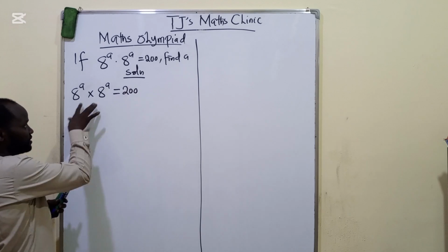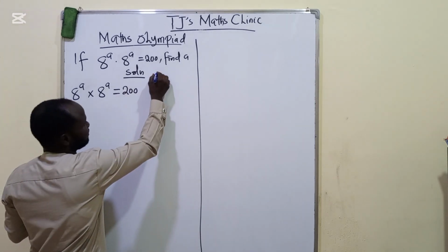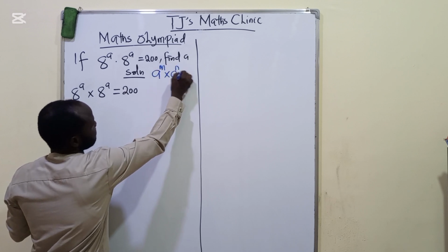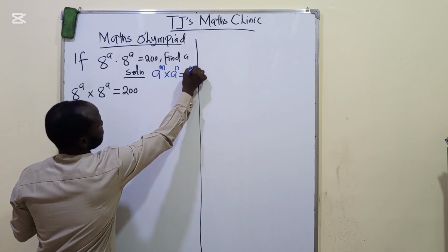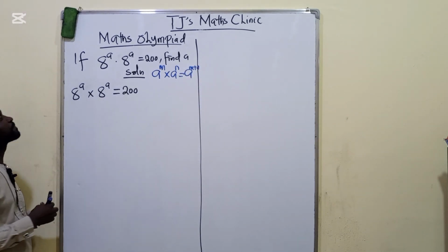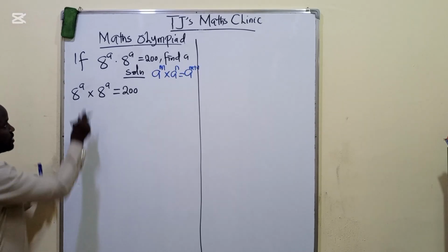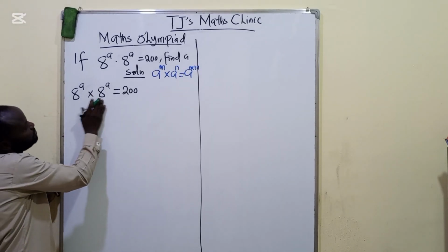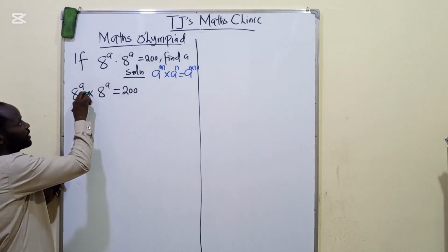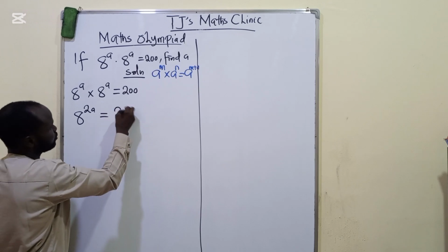Very important. We apply the multiplication law of indices to this side. Recall that if we have a power m times a power n, this is the same as a power m plus n. So we use this rule here on the left hand side of this exponential equation. The bases are the same. We pick one of the bases, which is 8, and we are free to add their respective powers. a plus a, that's 2a, will be equal to 200.